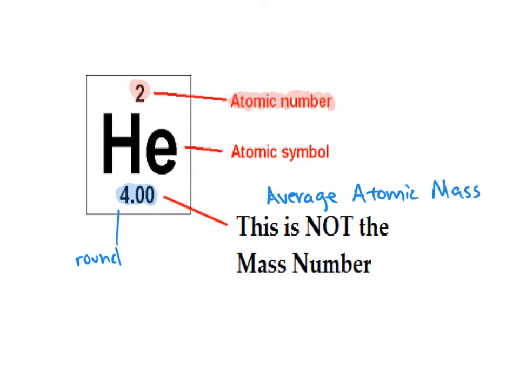mass. Okay, now this is a big deal because no longer are we rounding this. No longer will we use that to figure out protons and neutrons. The average atomic mass is not the mass number. Okay. Well, how do we figure out the mass of a single atom? Or why would they even be different? And that's what we're going to learn about.